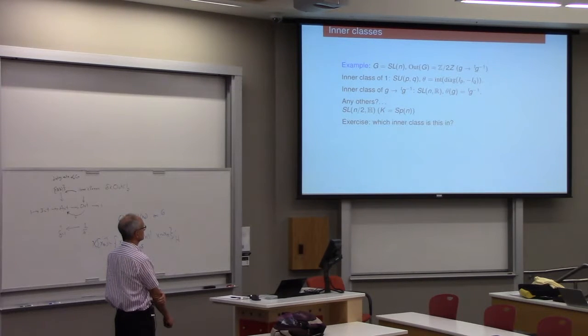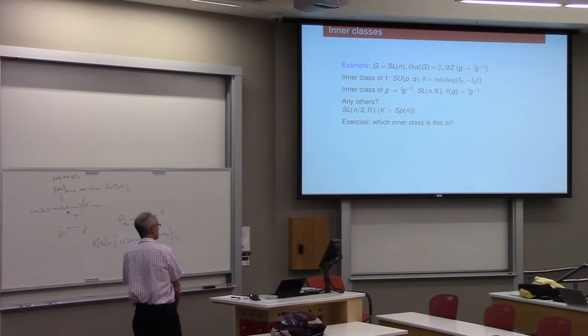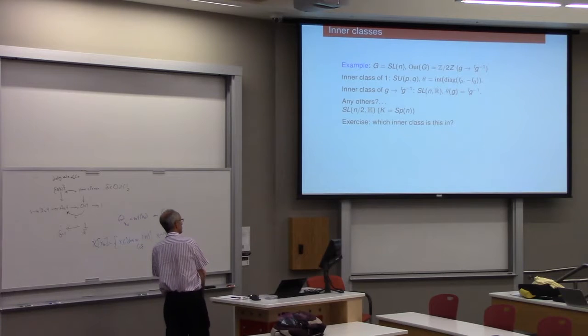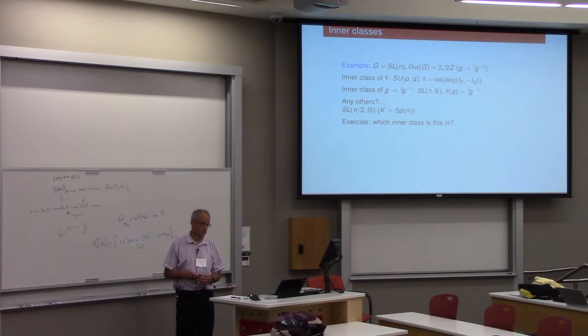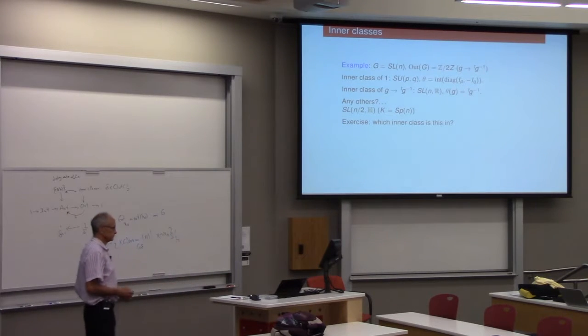What's the matter? No, this is holomorphic. The sigma is anti-holomorphic. This is holomorphic. The fixed points of this are GL(p) times GL(q), which is a complexified maximal compact of U(p,q). Oh, okay. It's really complicated. Yeah.